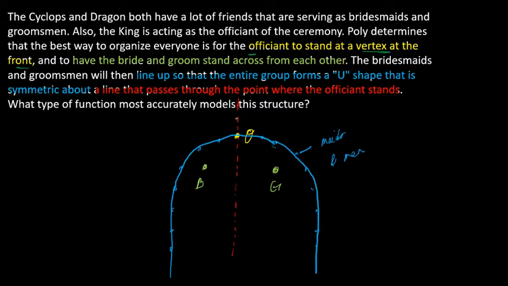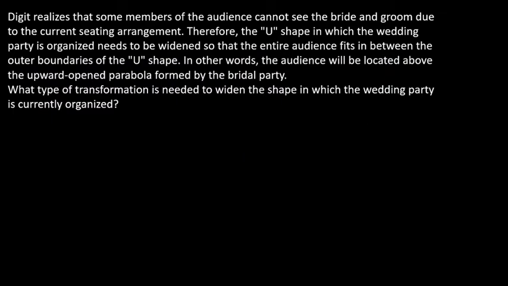Okay, so I've got a U shape. I've got a point at the vertex. I've got a line of symmetry passing through it, and then I've got these two points that people will be focusing on during the ceremony. What type of function family does this most closely represent? Is it quadratic, linear, rational, or radical? All right, let's look at the next example.